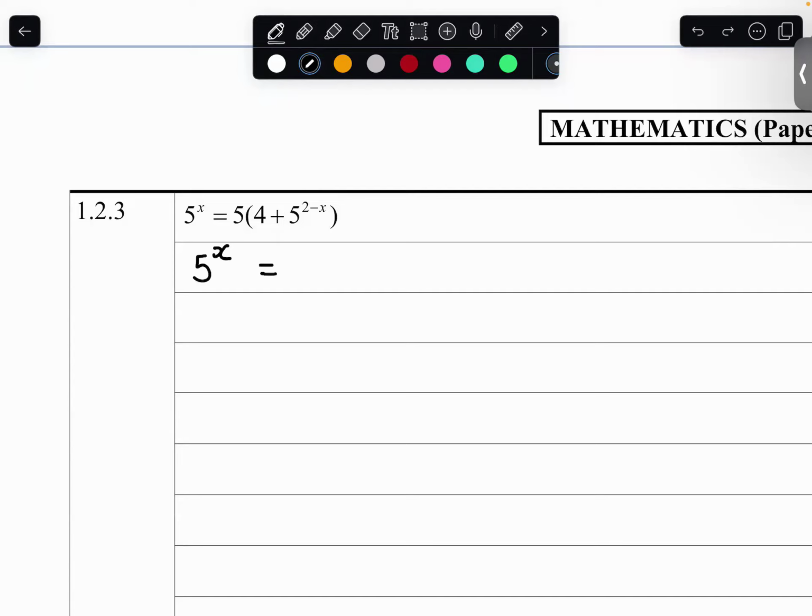Right, that gives me 20 plus 5 times 5 to the 2 minus x. So when we distribute this in, this is 5 times 4, which gives you 20, and this is 5 times 5 to the power 2 minus x.